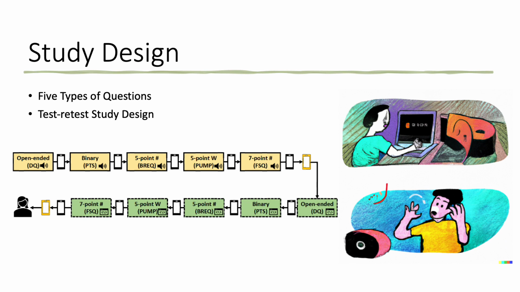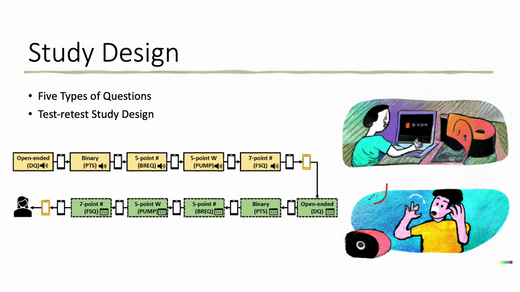We want to test 5 common question types: open-ended questions that are implemented as demographic questions, binary, yes and no questions, 5-point Likert scale questions answered with numbers from 1 to 5, 5-point Likert scale questions answered with words such as agree and disagree, and 7-point Likert scale questions answered with numbers from 1 to 7.